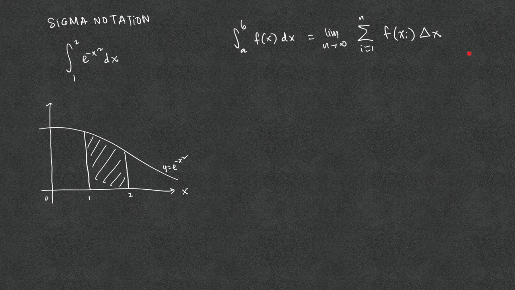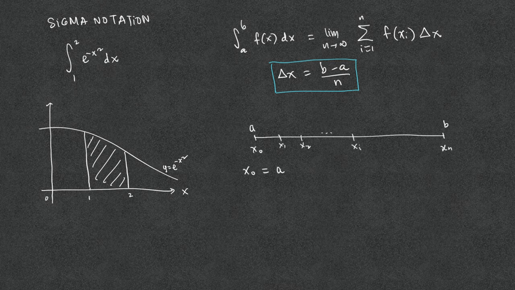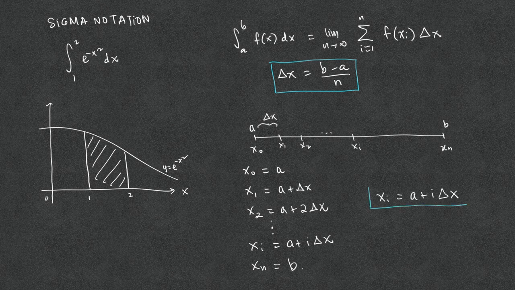To set up this Riemann sum, we would need to know what xi is and delta x. Delta x is always b minus a over n, where b and a are the limits of integration given in the definite integral. X naught is always a, the lower limit of integration. The increment is delta x, so x1 is a plus 1 delta x, x2 is a plus 2 delta x, x3 is a plus 3 delta x. So xi is a plus i delta x, where delta x is b minus a over n. X sub n should be b.